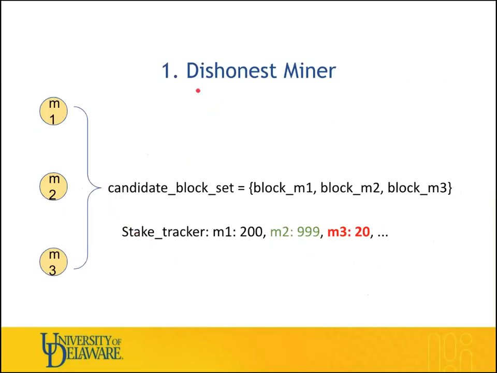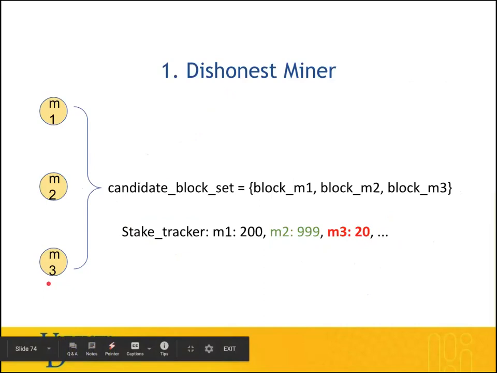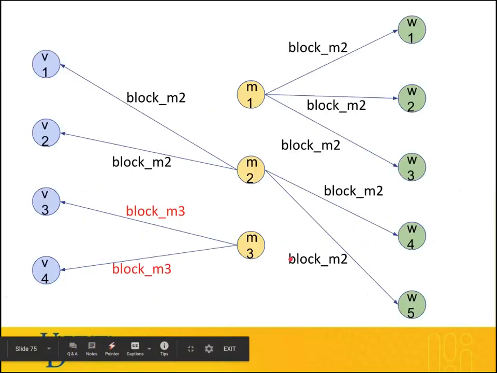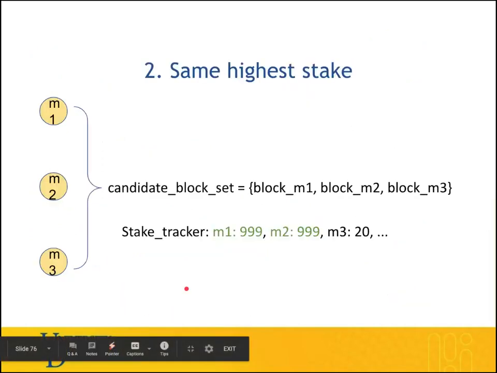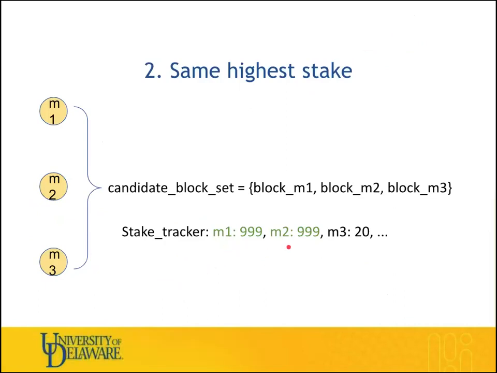So the first situation is a dishonest node, like M3 here. Say it only has a total stake of 20. So probably M3 is a malicious device, a malicious miner. M3 might put in some bogus voting results and fabricate the worker and validator transactions and send this block back to V1, V3 and V4. So V3 and V4 will append the wrong block instead of the legitimate block. Here is the forking.